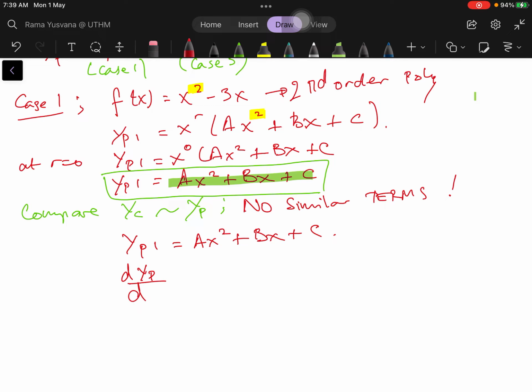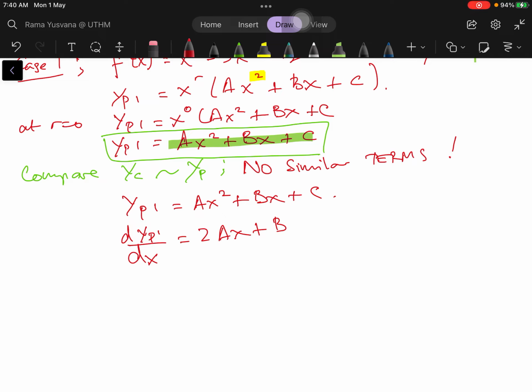Because there is no similar term, now we can take the derivative. 2ax plus b is the first derivative of yp1, and then for the second derivative, put that as equation 1. The second derivative of yp1 equals 2a.